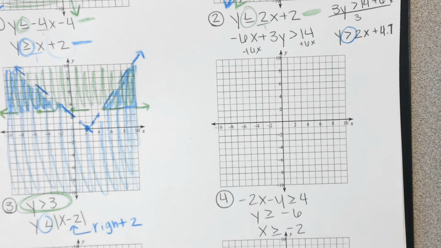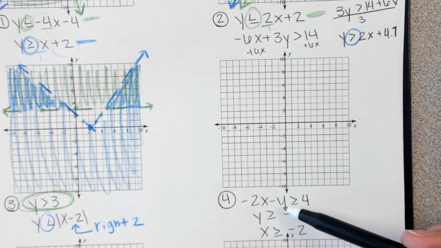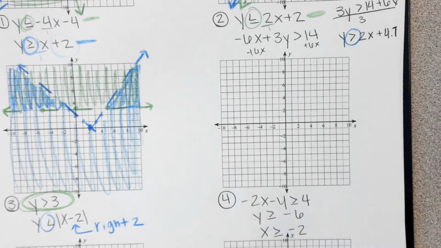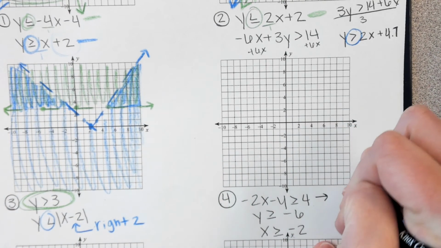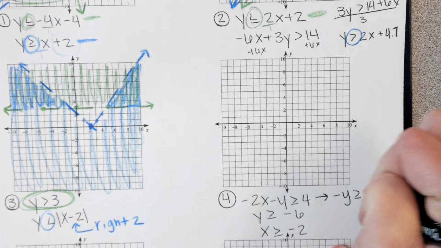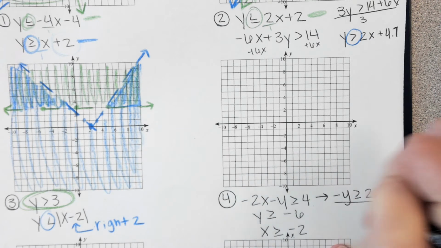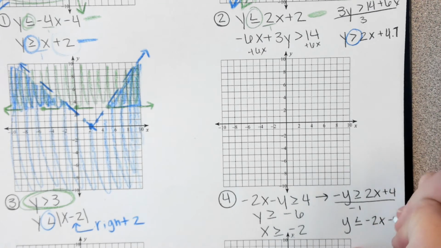Okay. Last example, number 4. We're doing the same thing except we have 3 different lines. And that's okay. We're still going to do them the exact same way. All right. So we have negative 2x minus y is greater than or equal to 4. You can do your intercepts or you can rearrange it to y equals. I think that's what I'm going to do here. So we'll add 2x to both sides and get negative y is greater than or equal to 2x plus 4. Then divide everything by negative 1. So that's y is less than or equal to negative 2x minus 4.